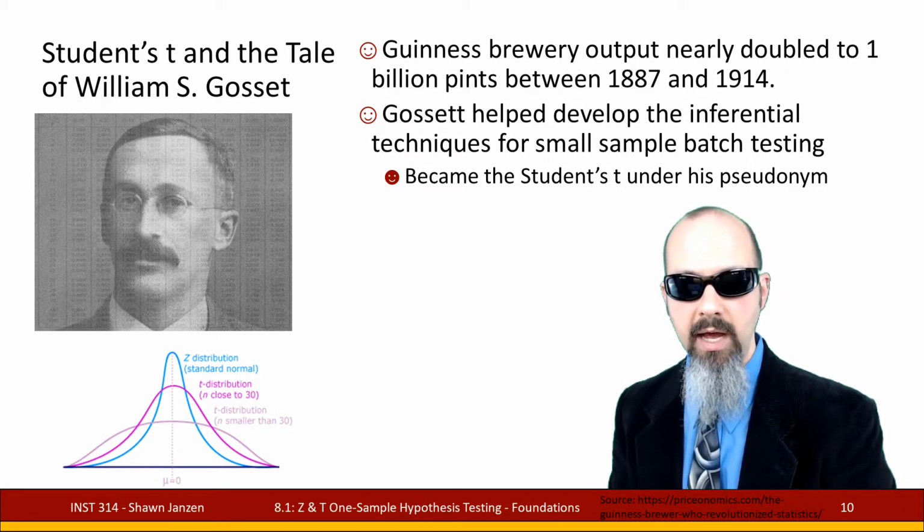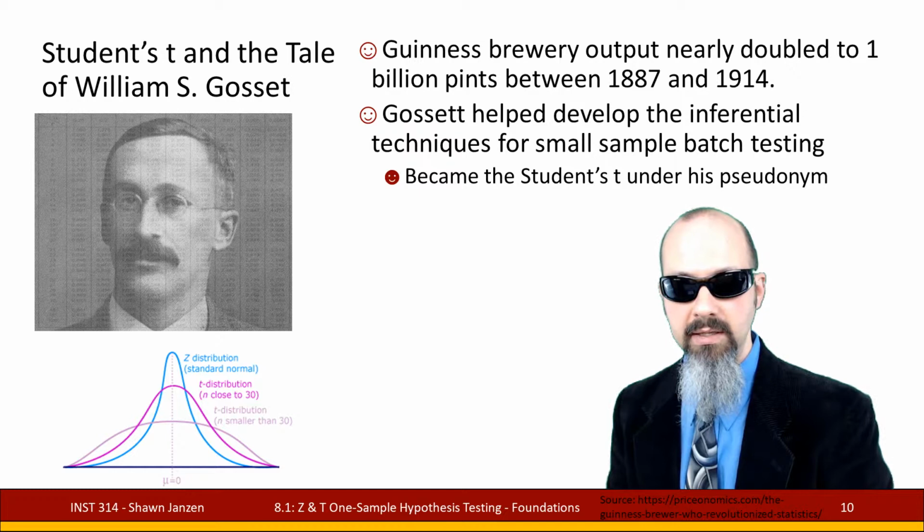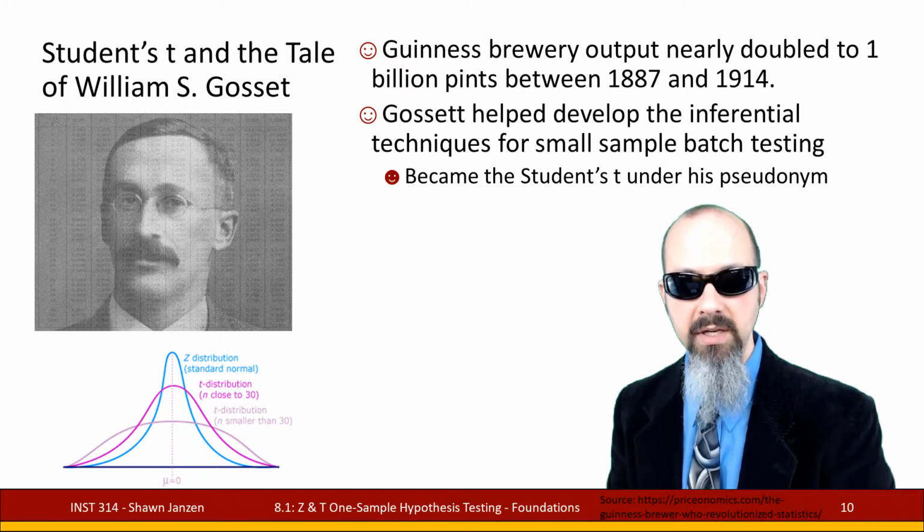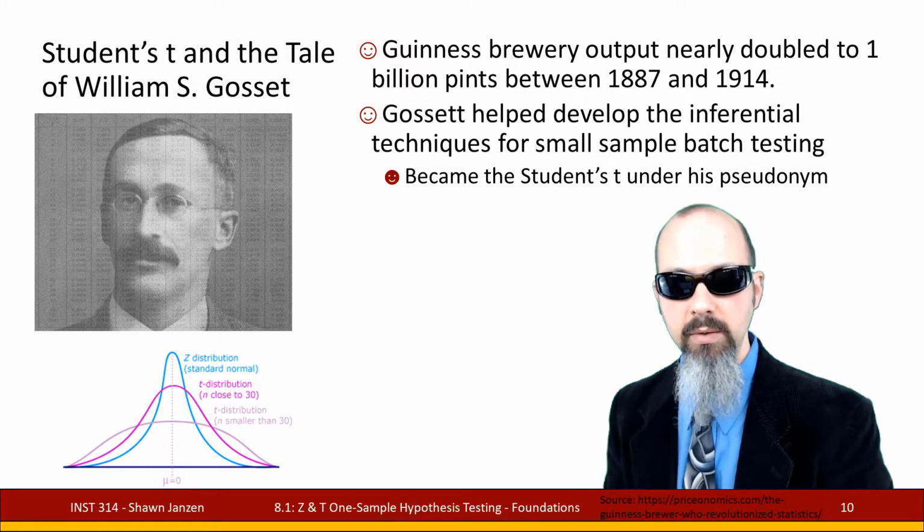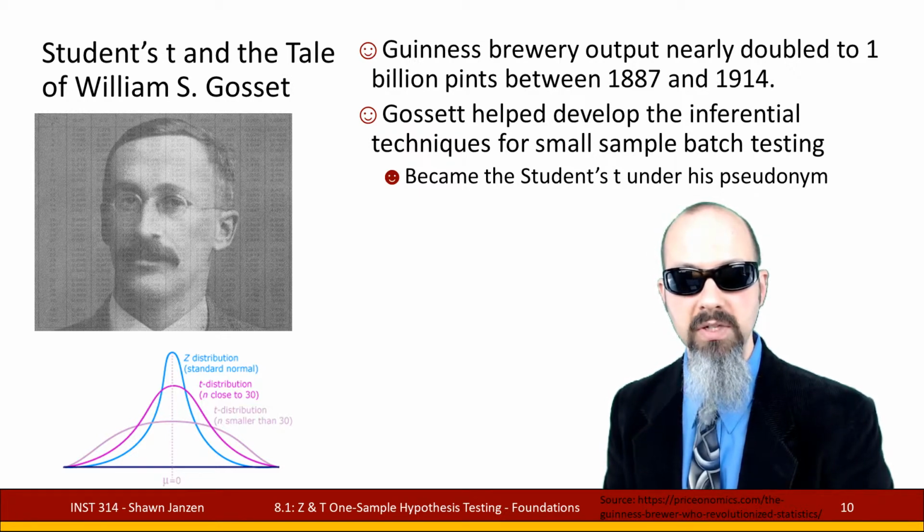Now, brewery output at Guinness had doubled to nearly 1 billion pints between 1887 and 1914. And at the time, this person known as Thomas Case, he was Gossett's boss, was measuring the quality of hops in their batches. And these were sample sizes around 11 to 14 at a time. And he was concerned about the proportion of soft resins to hard resins that were produced in a batch.